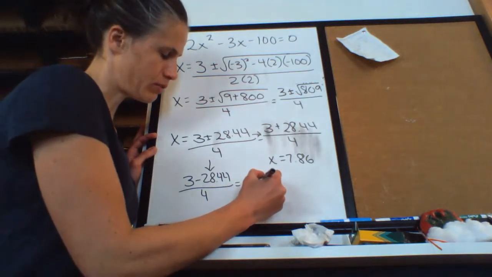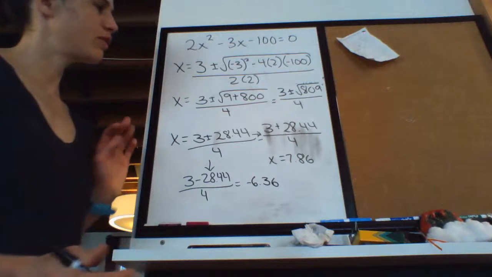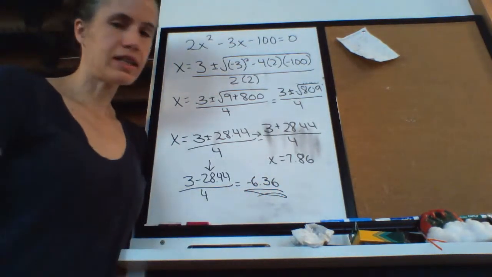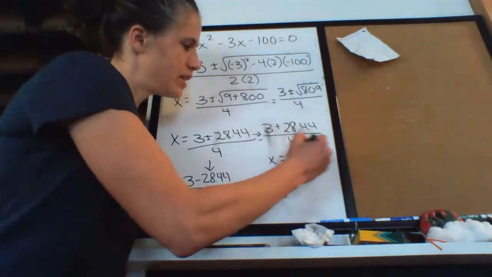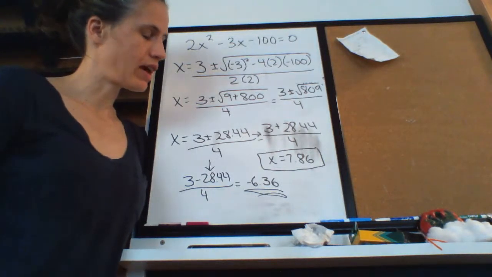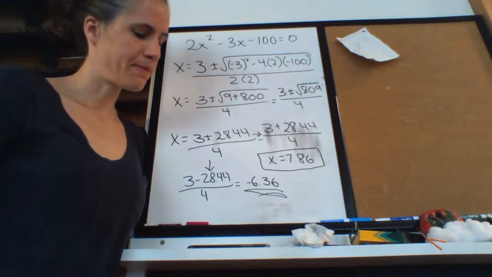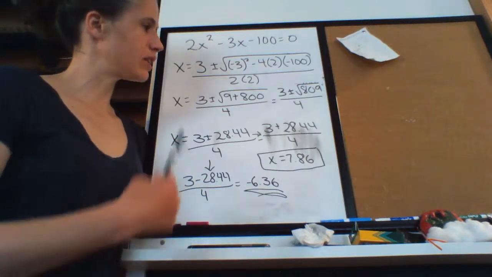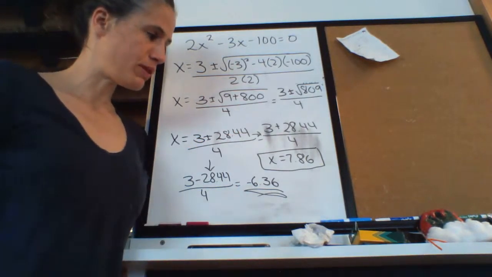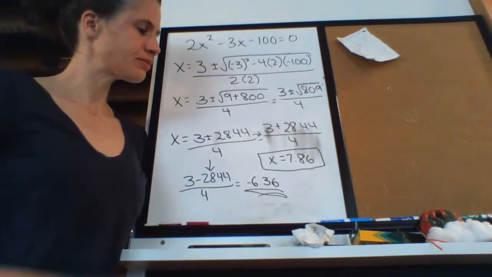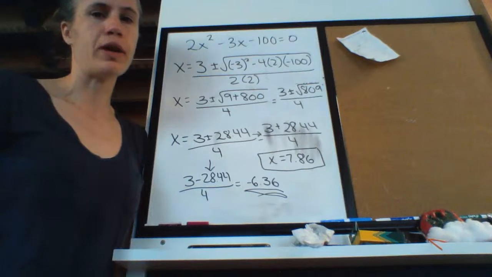Negative 6.36. Since we were looking for the length and width of a rectangle, this answer doesn't make any sense, right? So this is what x is going to be, that is what x is going to be for that rectangle in this problem. Okay? So just pay attention. I know most of the time you get two solutions and both those would be your solutions, but since we're talking about a rectangle, we're only going to use the positive one.